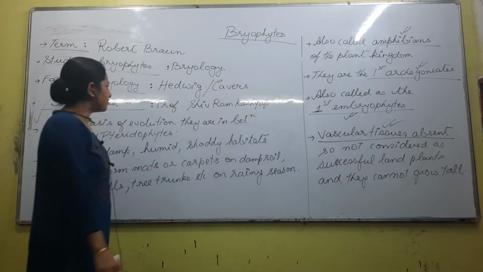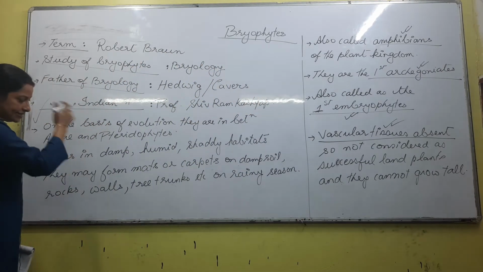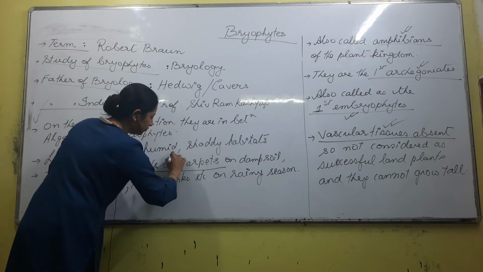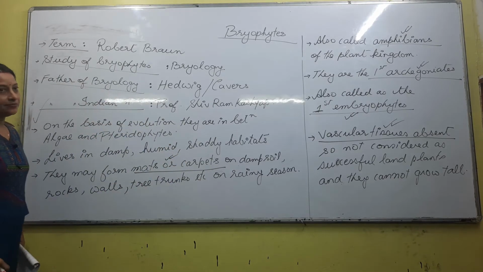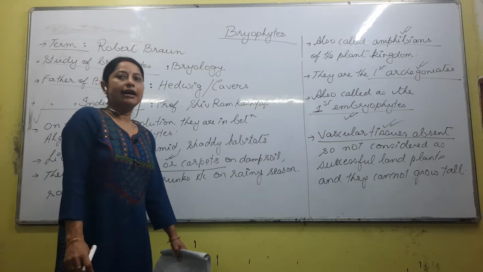So after the points that we have written, keep this word in mind. Next, the word mats or carpets, right? The group of plants that forms carpets, right?